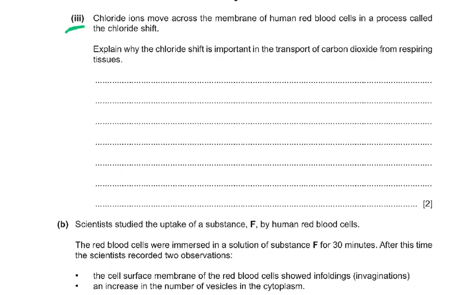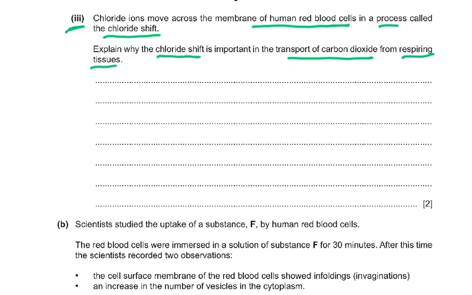Part 3. Chloride ions move across the membrane of human red blood cells in a process called the chloride shift. Explain why the chloride shift is important for the transport of carbon dioxide from respiring tissues. Now, either you know this or you need to go back and revise this if you don't know this. Hydrogen carbonate ions move out of the red blood cells and chloride ions move in. That is the chloride shift. Hydrogen carbonate ions, HCO3 negative ions, move out of the red blood cell and chloride ions move in. Now, why is that? Why does that happen?